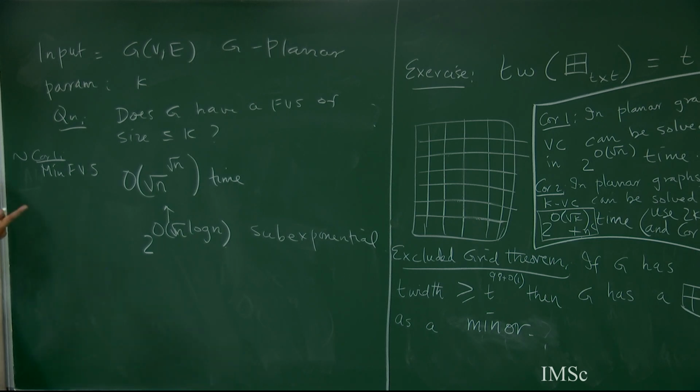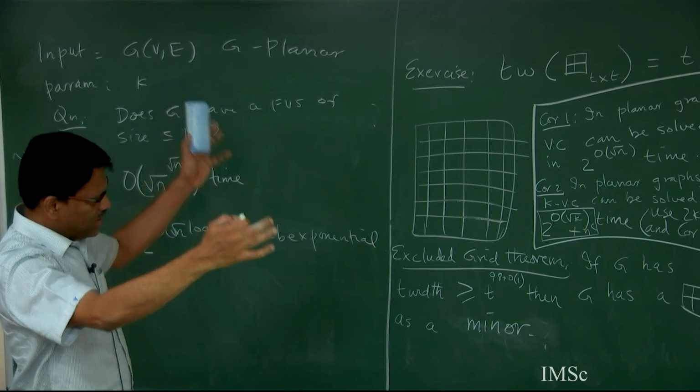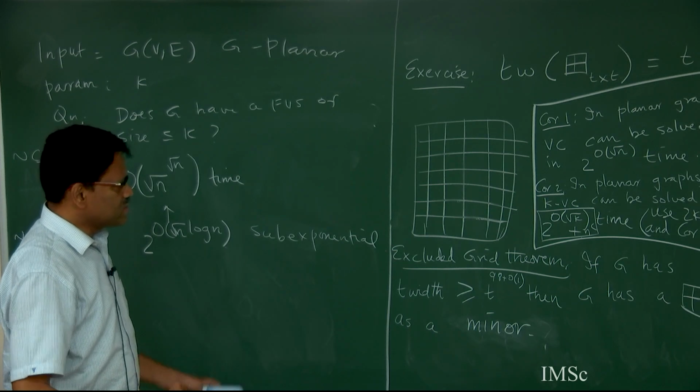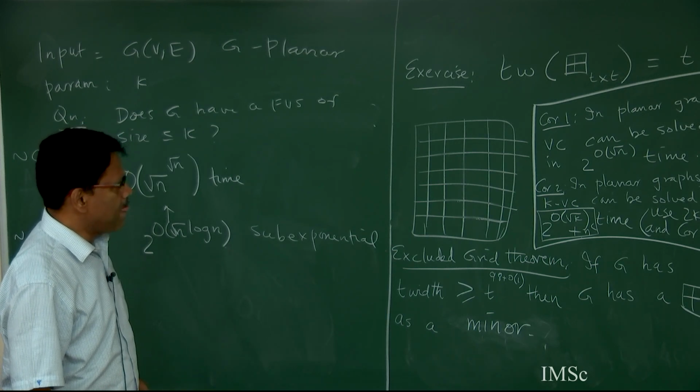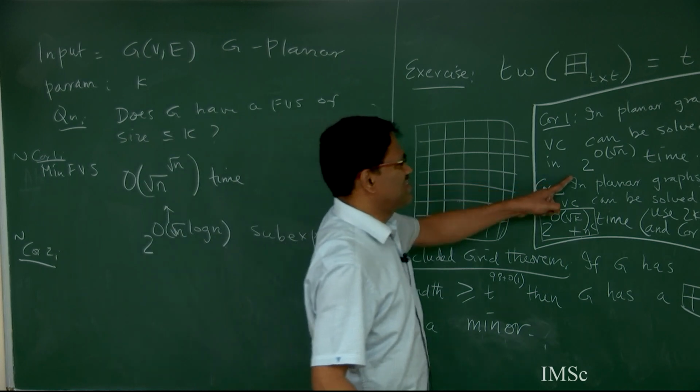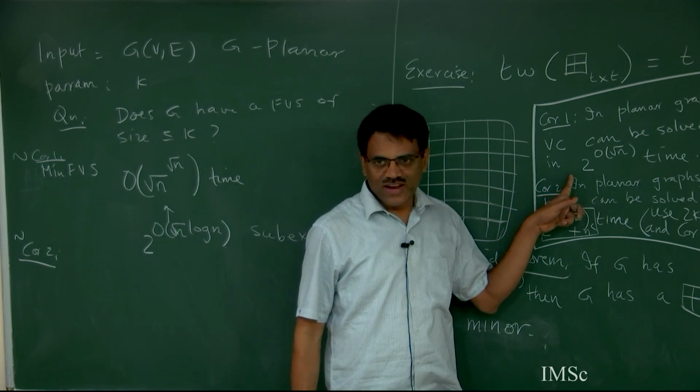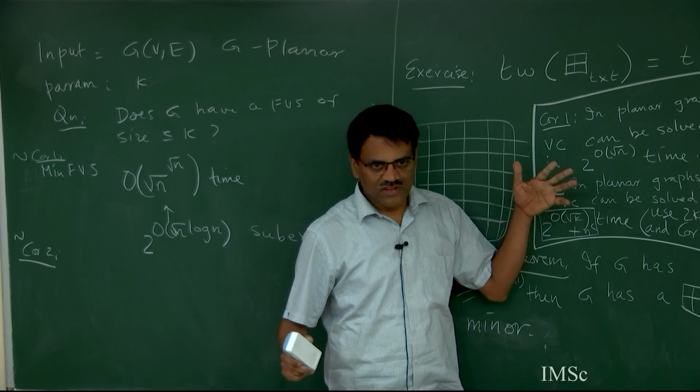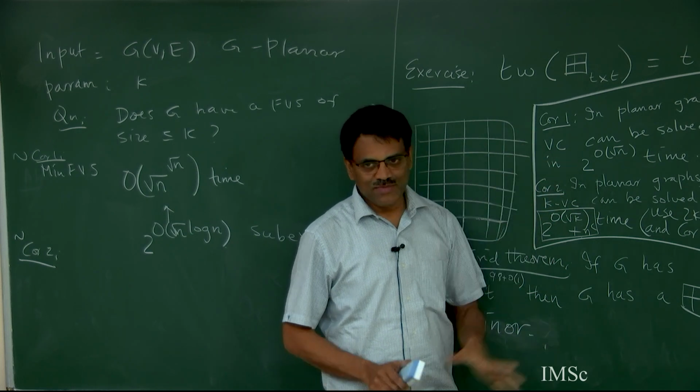Can I get an algorithm of the second type, something similar to corollary 2? Not quite, because we have a quadratic kernel for feedback vertex set. We don't have a linear kernel. So you can kernelize it: given an instance, I can convert it to an equivalent instance with k square vertices and edges. Then when I apply this, I still get some 2 to the order k, because square root of k square. So that's not yet sub-exponential, but there is a way around it.